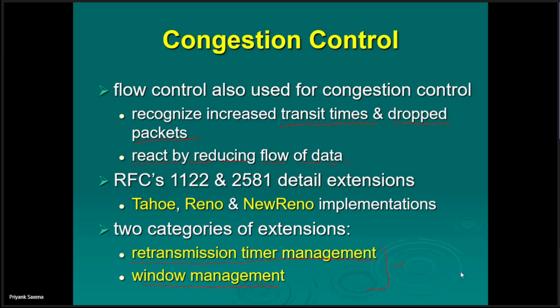Then it falls into two categories. When congestion occurs, the transit time across the network increases. So you have to devise some mechanism to find out what exactly the retransmission time should be, because if the transit time across the network increases, it subsequently results in a timeout of the sender, and retransmission occurs, which further congests the network. So what should be the value of the retransmission timer?